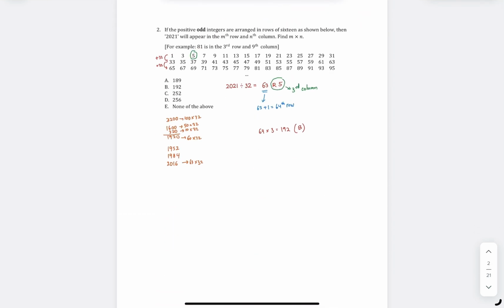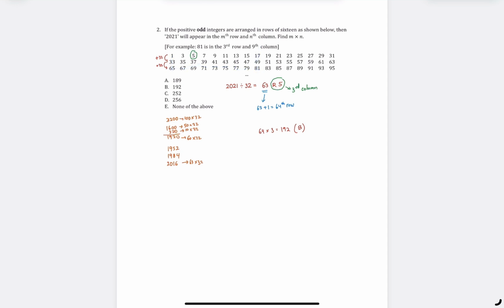Okay, question number 2. If the positive odd integers are arranged in rows of 16 as shown below, everything is odd numbers, so 1, 3, 5, 7, 9, 11, 13, and so on and so forth until 31. And the number 2021 will appear in the mth row and nth column. Find m times n. Let me give you an example: the number 81 appears in the third row and the 9th column.